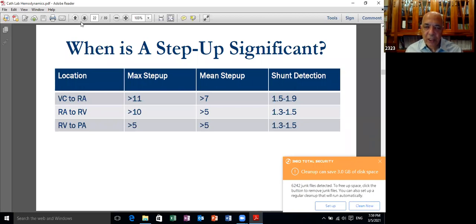So a significant shunt is defined, when you take the mean of more than one estimation, as a jump from the vena cava saturation to the right atrium of 7% or more, from the right atrium to the right ventricle 5% or more, and from the right ventricle to the pulmonary artery 5% or more.